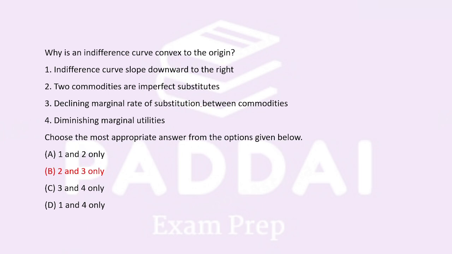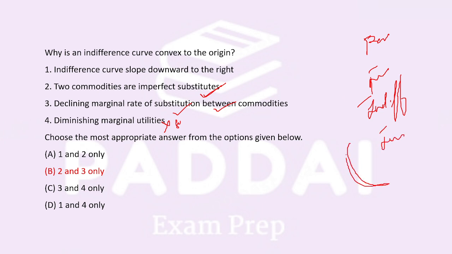Two commodities are imperfect substitutes. Correct. And declining marginal rate of substitution. Yes, correct. It's not declining marginal utilities. Satisfaction is not declining. The marginal rate of substitution between the two commodities is declining. And imperfect substitutes. Now what do you mean by perfect and imperfect? We'll understand this in a coming slide. Always remember, in an indifference curve, when the goods are imperfect substitutes, we get a convex curve. When they are perfect substitutes, we will get a linear one. We will understand in a coming slide.